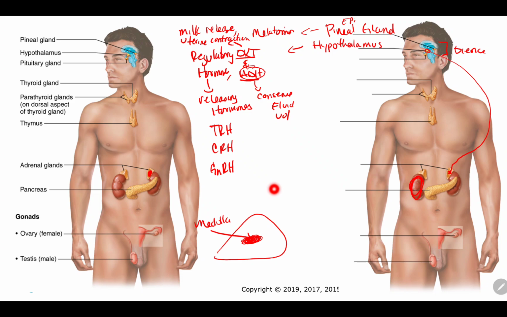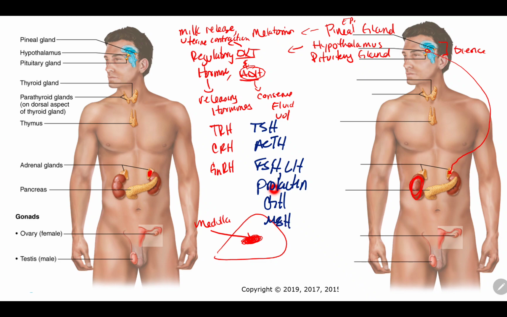From the hypothalamus, intimately connected via the infundibulum is the pituitary gland. The pituitary gland produces a lot of different hormones, those trophic hormones. Some of them are, for example, TSH, ACTH, FSH, LH, prolactin, and growth hormone. And then of course we also have MSH.